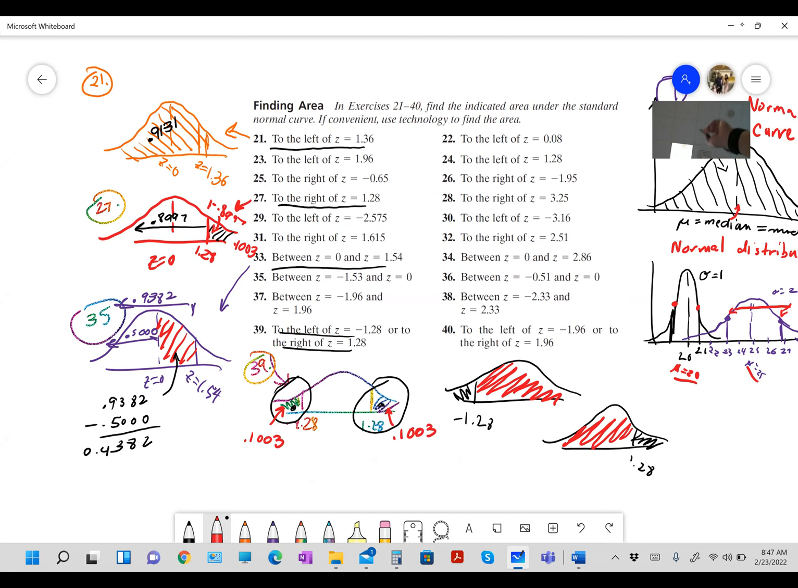If those two weren't the same, except for their signs, you would have to find the other one separately. So we just take 0.1003 and add it to itself, right? Multiply it by 2 essentially. So you end up with 0.2006.